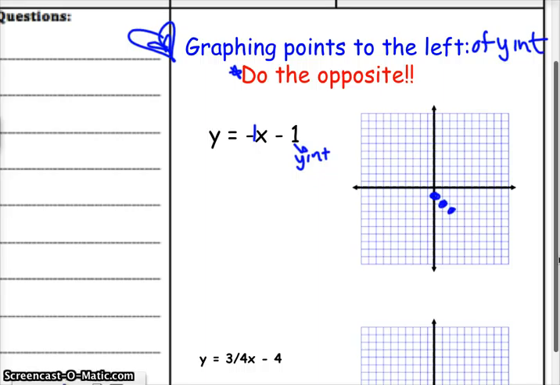It doesn't look right. You always want to have a point to the left and to the right of the y-intercept. To do it to the left, you do the opposite. So instead of going down 1, I'm going to go up 1. And instead of going to the right, I go to the left. So I go up 1, the other direction 1. And then I have my line.